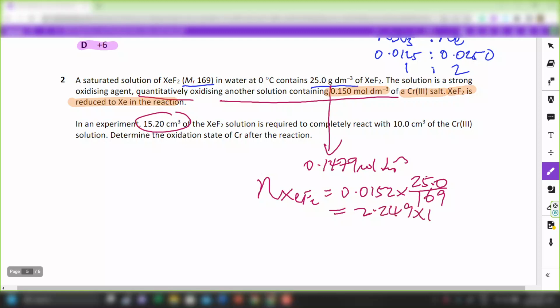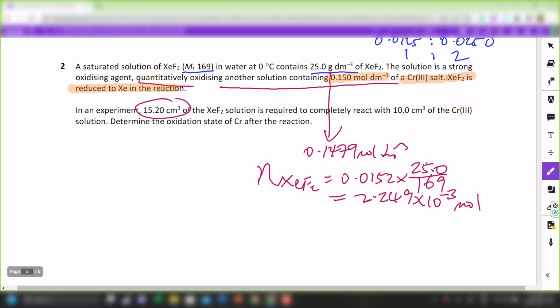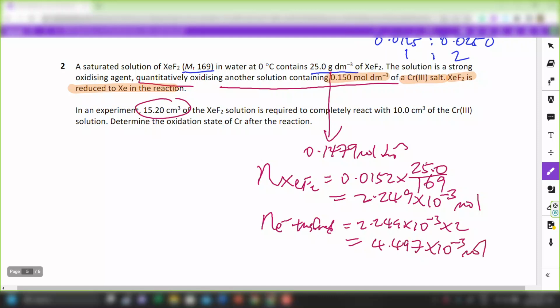2.249 times 10 to the power of minus 3 moles. Okay, and you were told that xenon difluoride is reduced to xenon, so therefore the number of moles of electrons transferred, in this case, are taken in by xenon difluoride. So that will be 2.249 times 10 to the power of minus 3 multiplied by 2. Again, I'm going to punch my calculator, and I'm going to get 4.497 times 10 to the power of minus 3 moles.